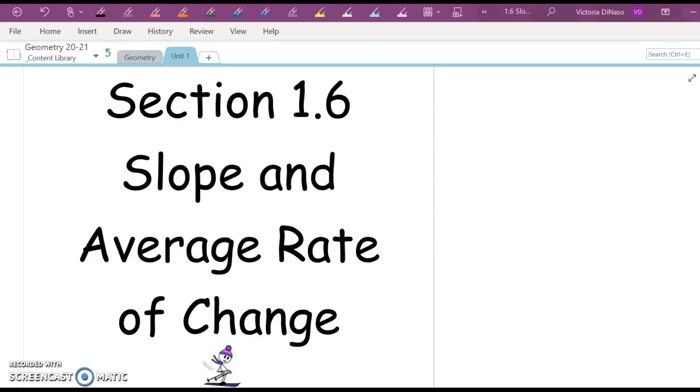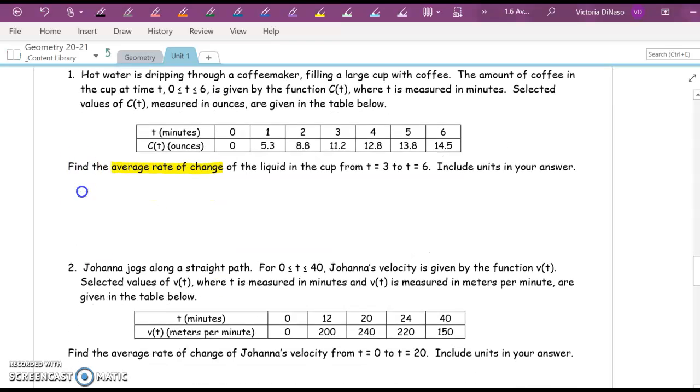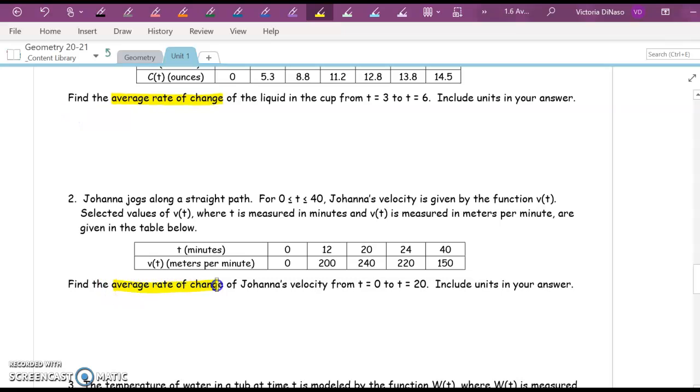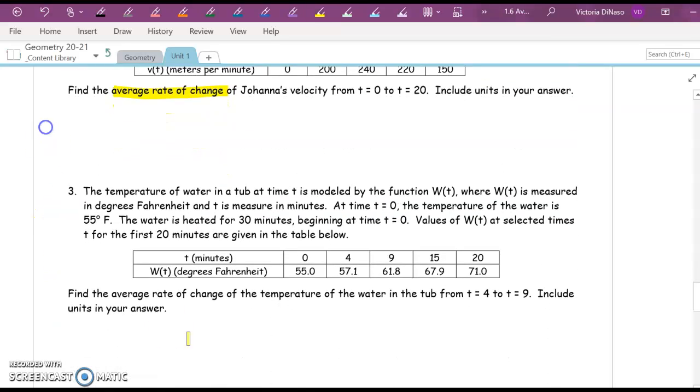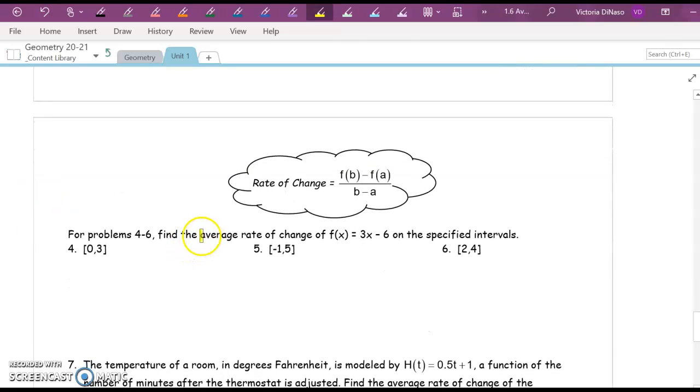In the second part of 1.6, we're going to continue learning about slope and average rate of change, but the main focus is going to be average rate of change. So we see this word average rate of change a lot within these couple of worksheets. And I'm going to go through and highlight every single time that I see the words average rate of change, which should be in every single problem.